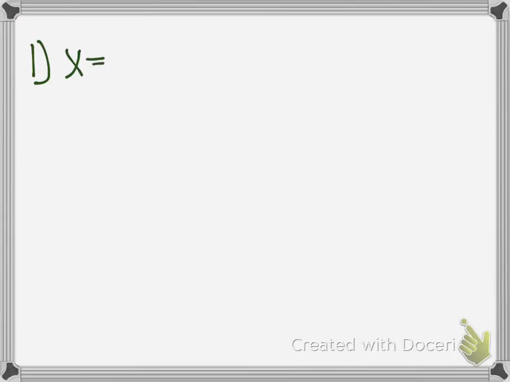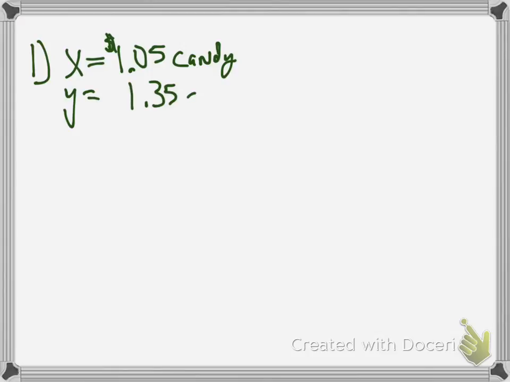Okay, so look at number one. On number one, it talks about candy worth $1.05 a pound. Candy worth $1.05 a pound is mixed with candy worth $1.35 a pound to produce a mixture worth $1.17 a pound. How many pounds of each candy were used to make 30 pounds of the mixture?